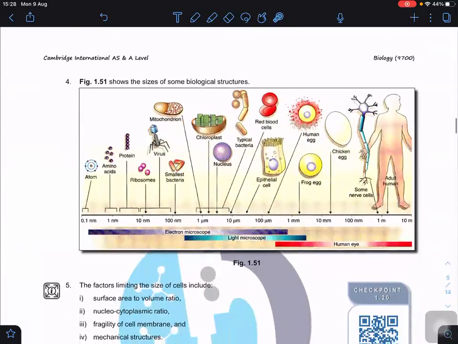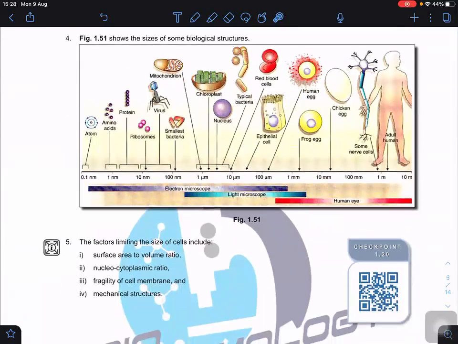If you compare in terms of size, like chicken eggs and frog eggs, we can still use the human eyes to see them. The neurons are very long, you can see them with human eyes. But after that, anything less than 1 millimeter, you might need to use a light microscope. For example, you can view epithelial cells, the nucleus, and typical bacteria with a proper stain.